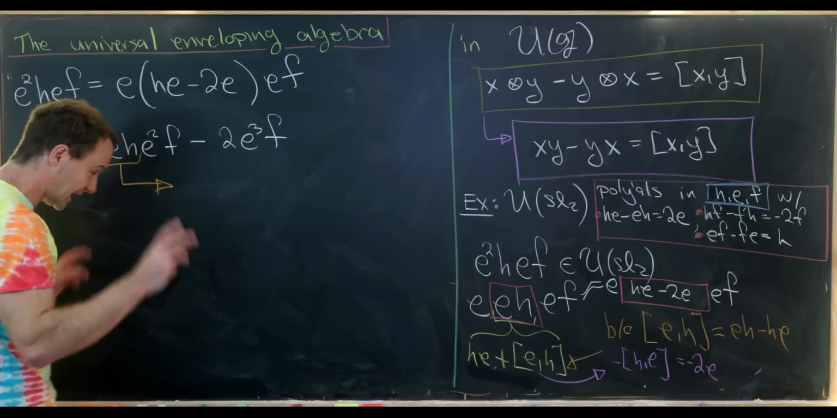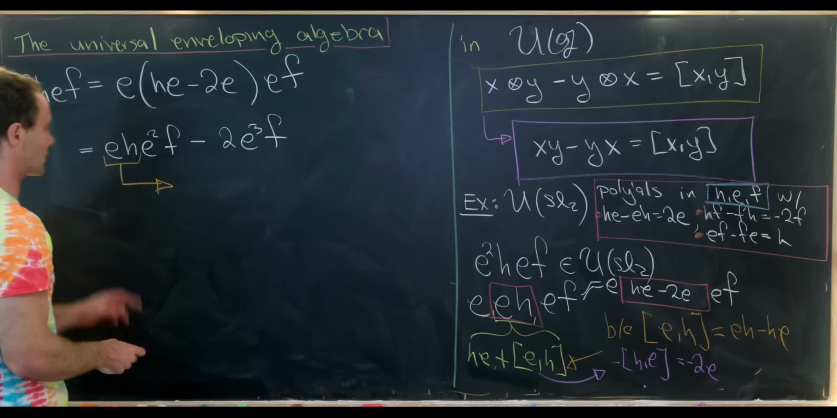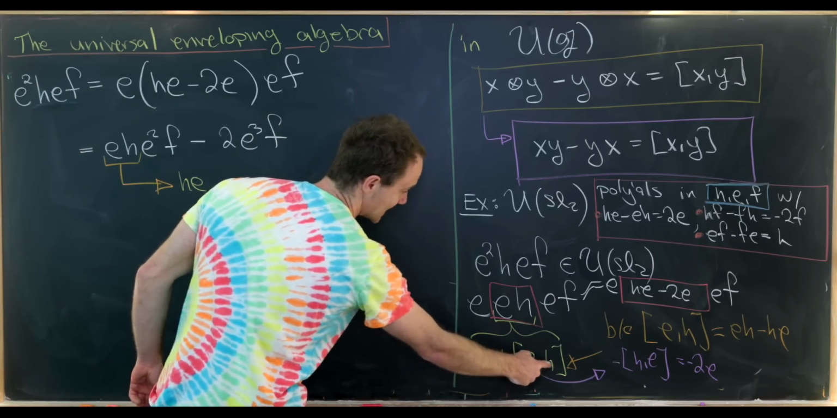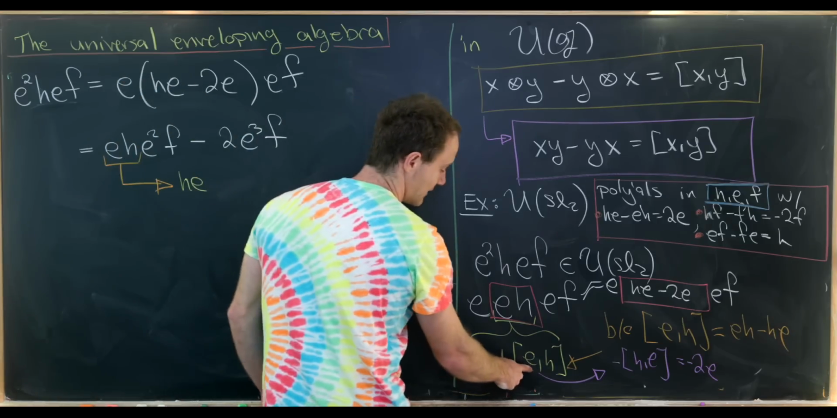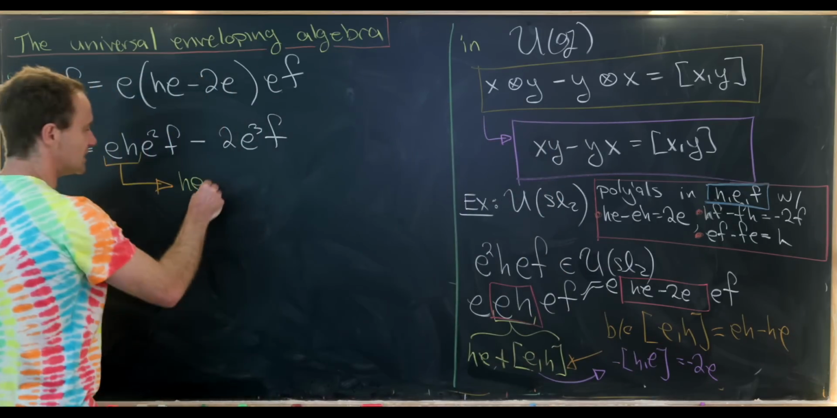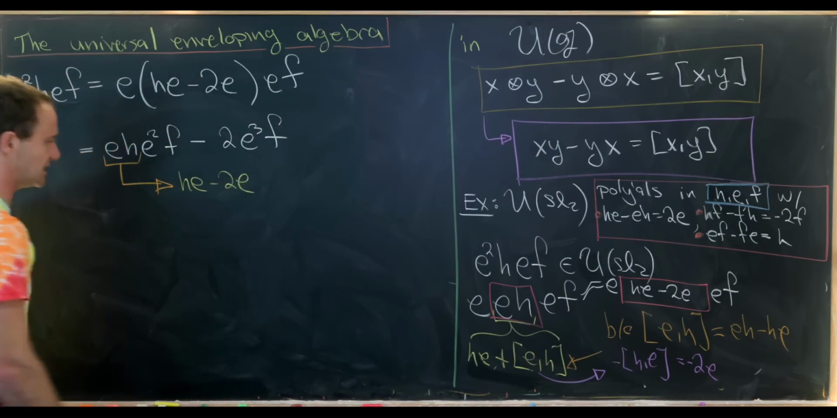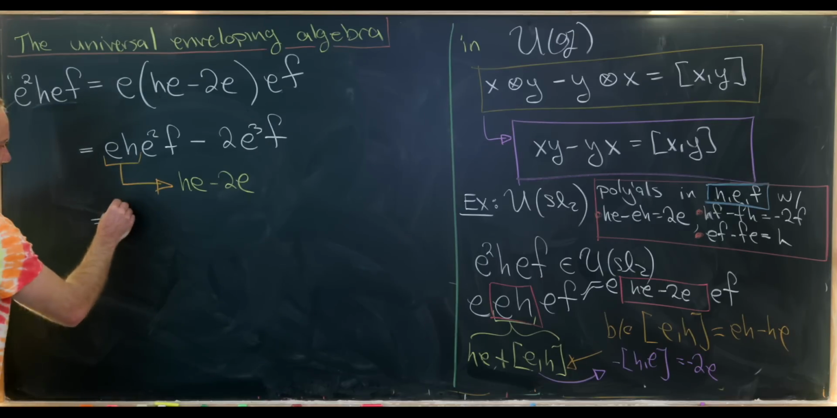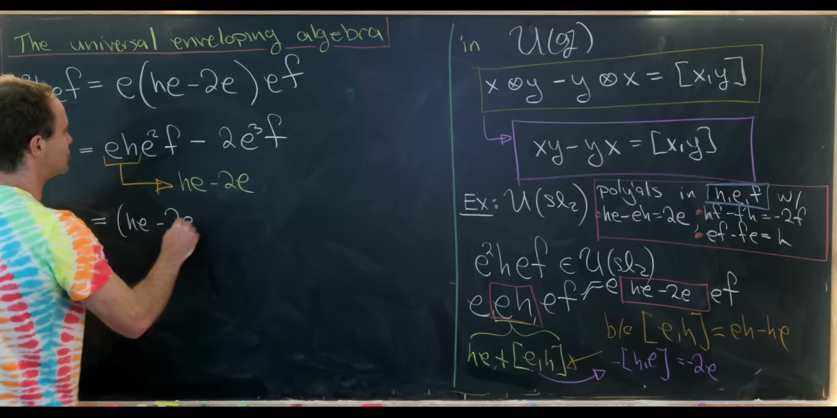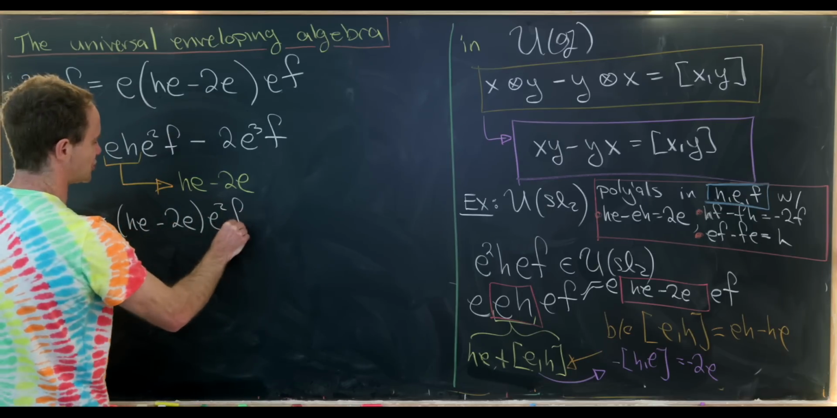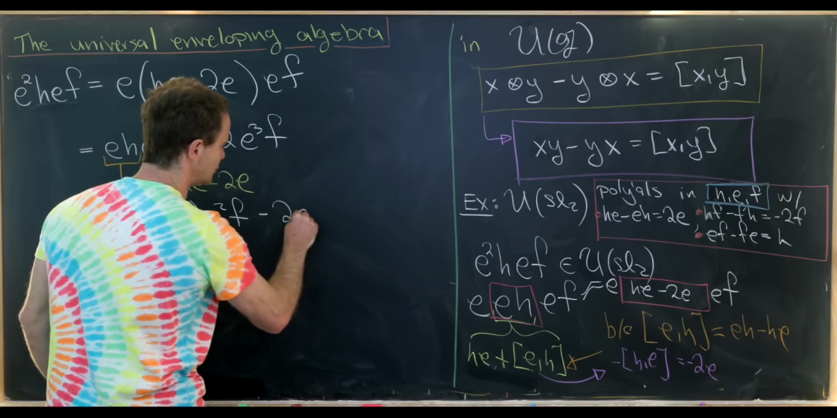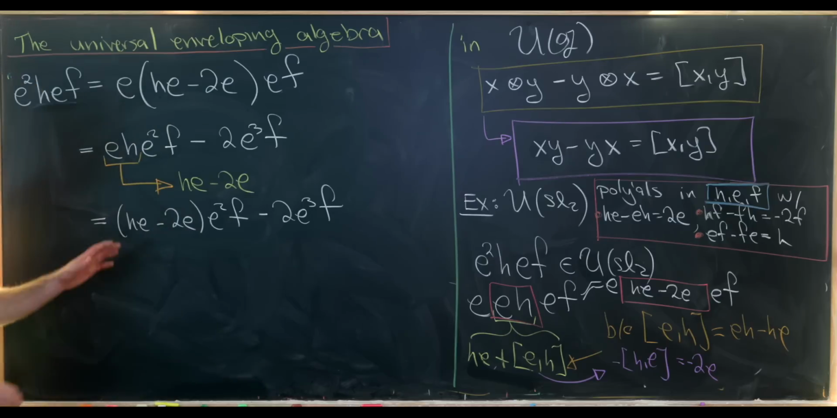So we have to fix this the same way that we did before. But let's recall that that will be HE and then plus bracket EH. But we already determined that bracket EH was minus 2E, so let's write this as minus 2E. Okay, that's good. So now let's rewrite this. So we have this EH, we'll write that as HE minus 2E, and then this is times E squared F from this term, and then we'll have minus 2E cubed F. Okay, so this is really starting to shape up quite nicely.